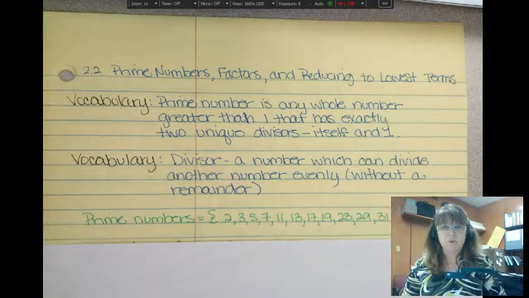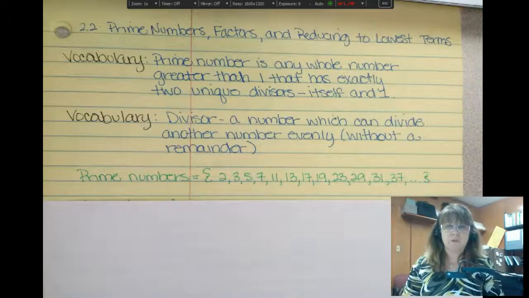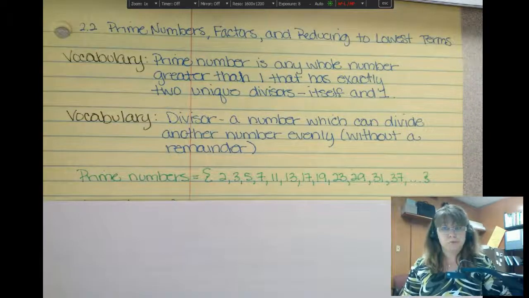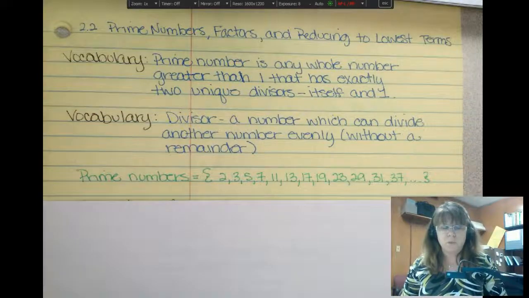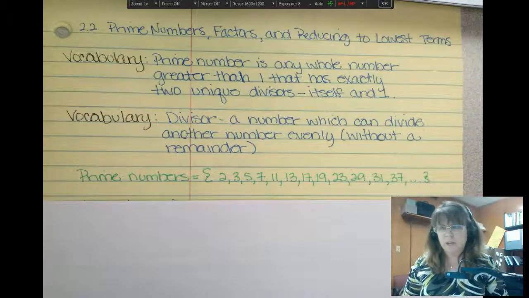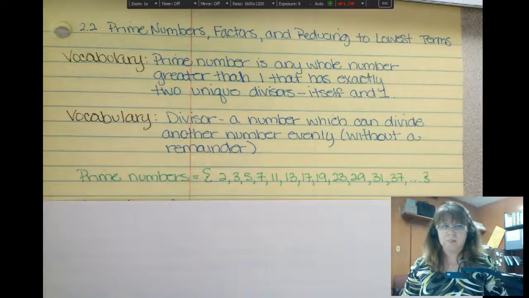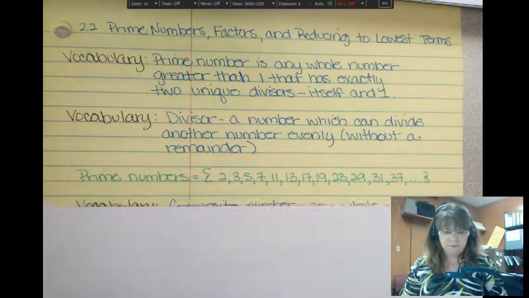So here is a list of the first couple of prime numbers. 2 is very special because it's the only even prime number. 3, 5, 7, 11, 13, 17, 19, 23, 29, 31, 37, and they go on indefinitely. There are as many prime numbers out there as there are non-prime numbers.